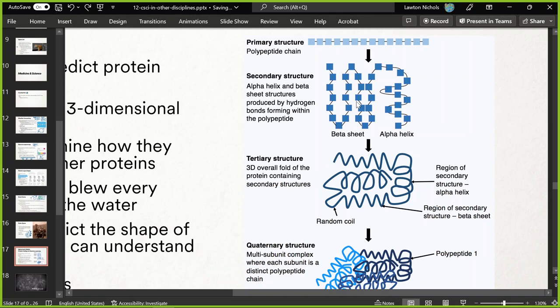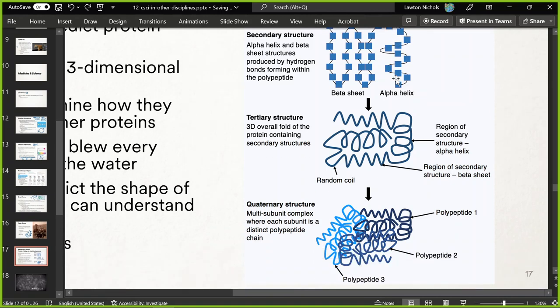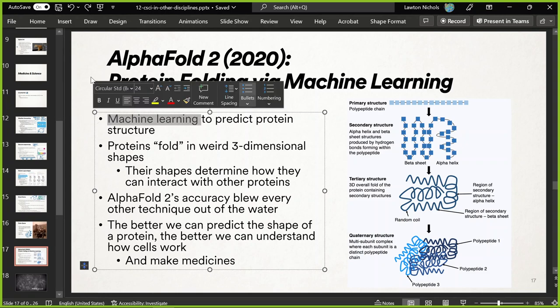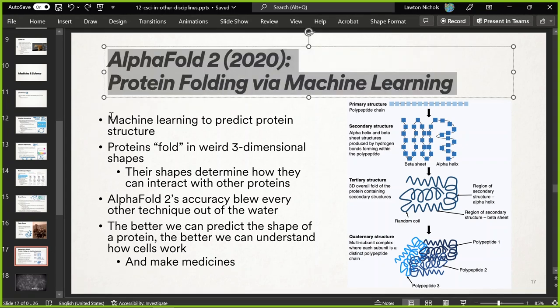They fold themselves in a weird three-dimensional way, and that three-dimensional arrangement tells you a lot about how they interact with other proteins, with your body, things like that. And so if you want to make a medicine that targets some type of protein, you have to understand its structure. And predicting that structure is a very hard problem. All right? So that's the idea of proteins. They fold. And we would like to use machine learning to predict that structure. And somebody did it very well in 2020.